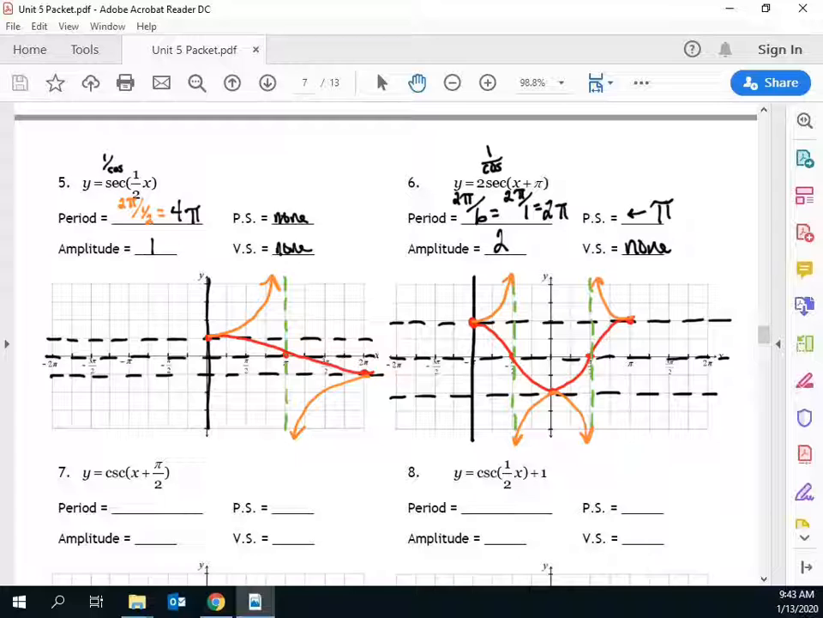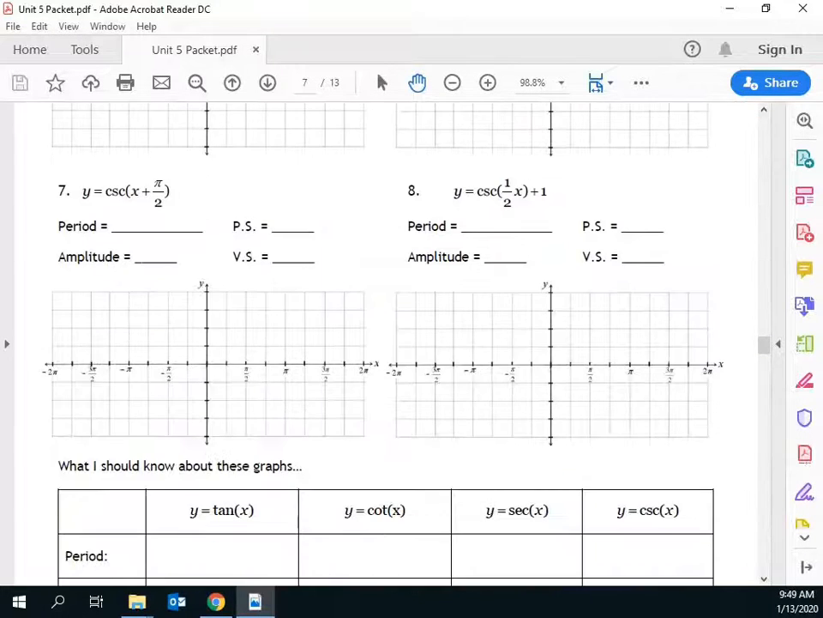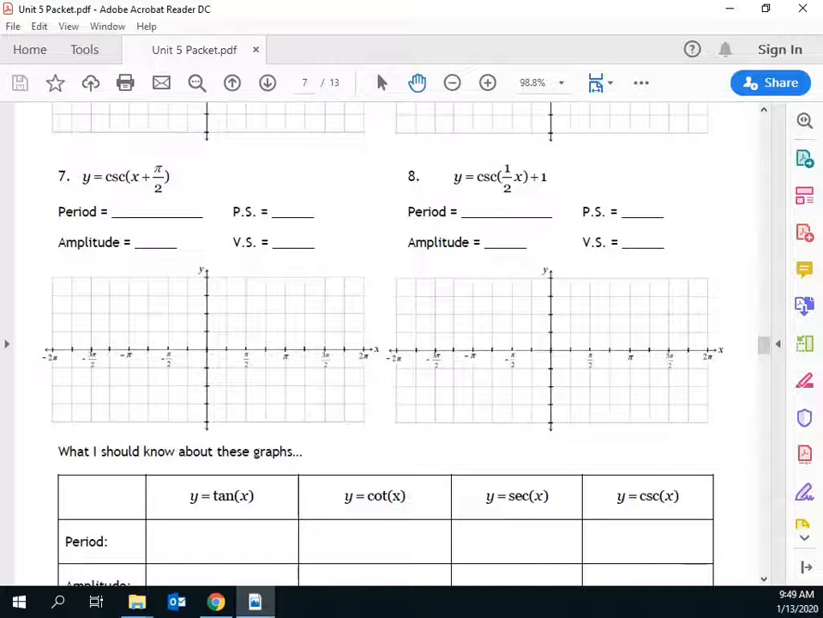All right, cosecant with another phase shift. So here we go. Period is 2 pi. Amplitude 1. Phase shift of what? Left pi over 2. No vertical shift. Oh, great. After doing all that, I'm going to have to make it go away. But you get the idea.